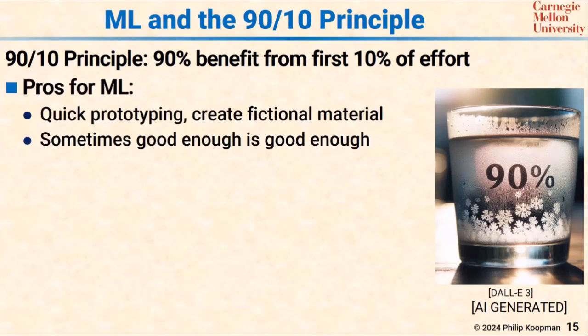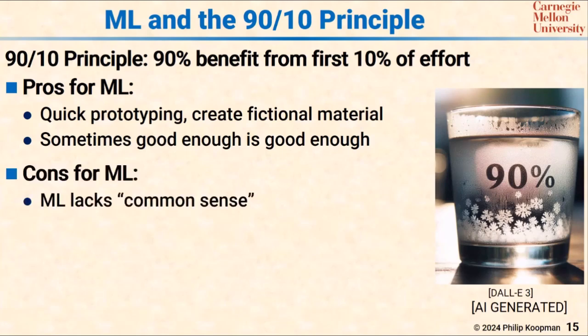The pros for machine learning is it's great for quick prototyping. It's great for creating fictional material. It's great for creating eye candy for slides like I've been doing in this presentation. And sometimes good enough is good enough. And if good enough is good enough, that's fantastic. But you need to be aware of the limitations and make sure those limitations do not have high consequence for your application. It lacks common sense.